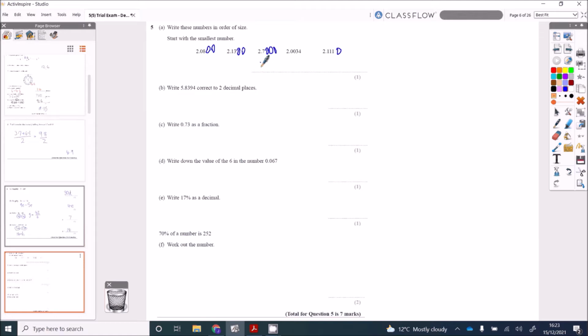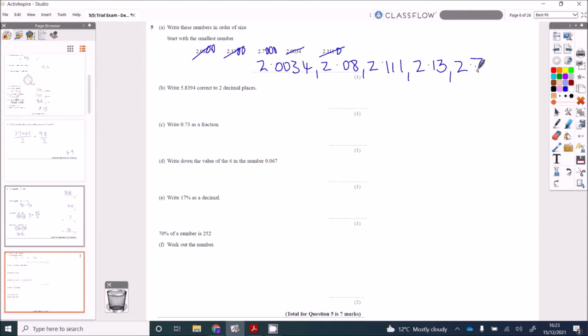So the smallest number is 2.0034. Maybe just cross it off so you know you've done that one. Then the next one is 2.08. Then we got 2.111. Then 2.13. And finally 2.7.